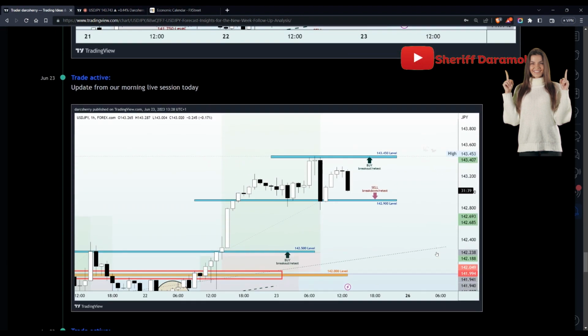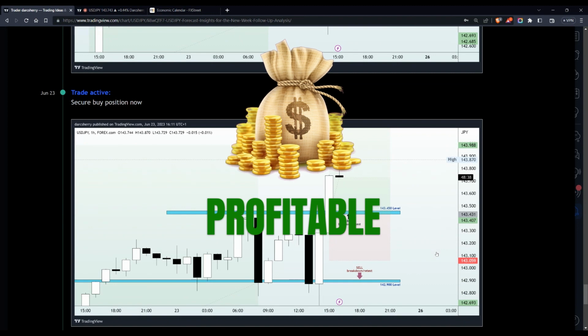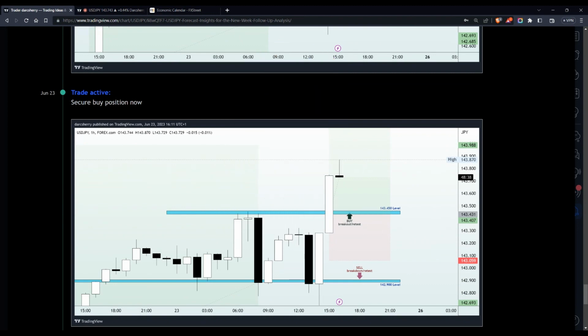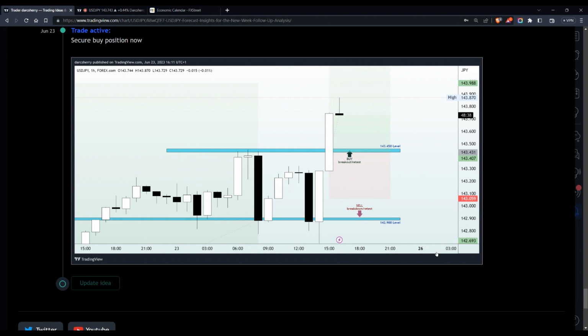So it was quite a profitable week for us on the USDJPY, though it took quite a while before price action moved in our direction. But thank goodness we were very profitable. And congrats to everyone who has been part of this journey.